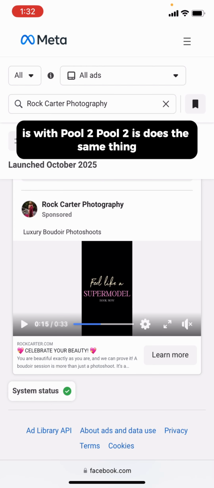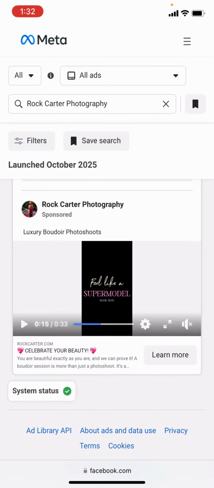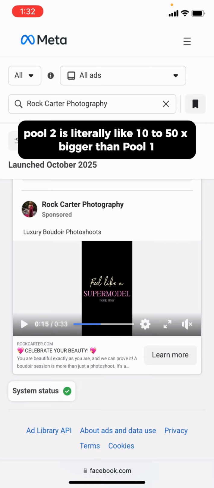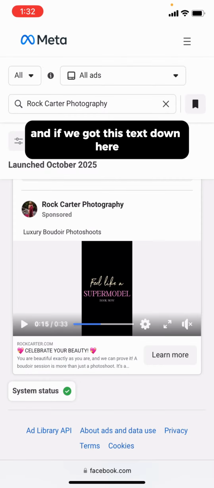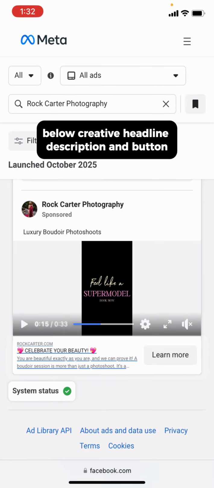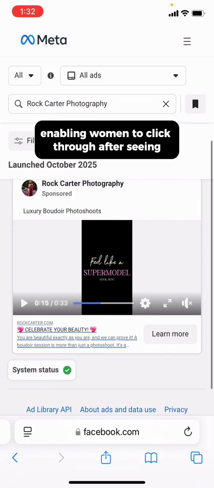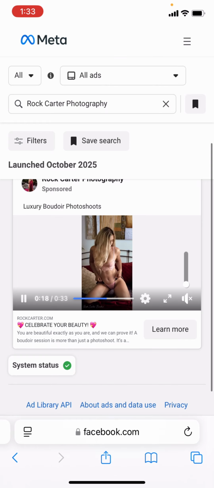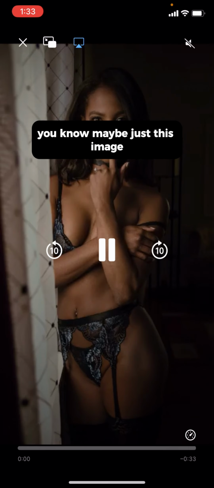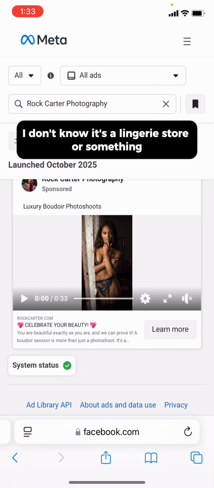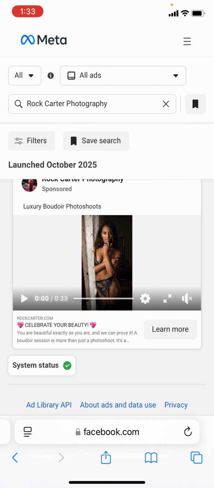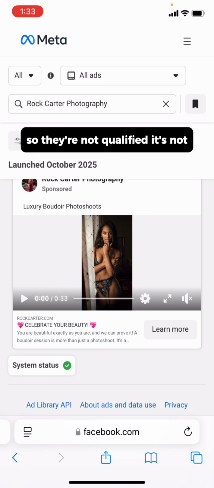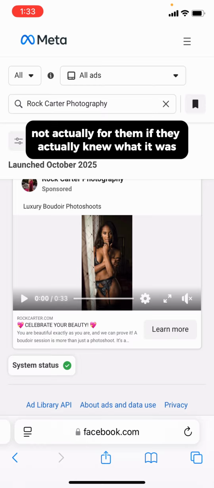The problem though is with pool 2. Pool 2 does the same thing, but for ad clickers, anyone that's clicked on the ad. Here's the issue. Pool 2 is literally like 10 to 50x bigger than pool 1. And if we have this text down here below the creative, headline, description, and button, enabling women to click through off of seeing maybe just this image, maybe they just think it's a lingerie store or something, but they're clicking through, so they're not qualified. It's not actually for them if they actually knew what it was.